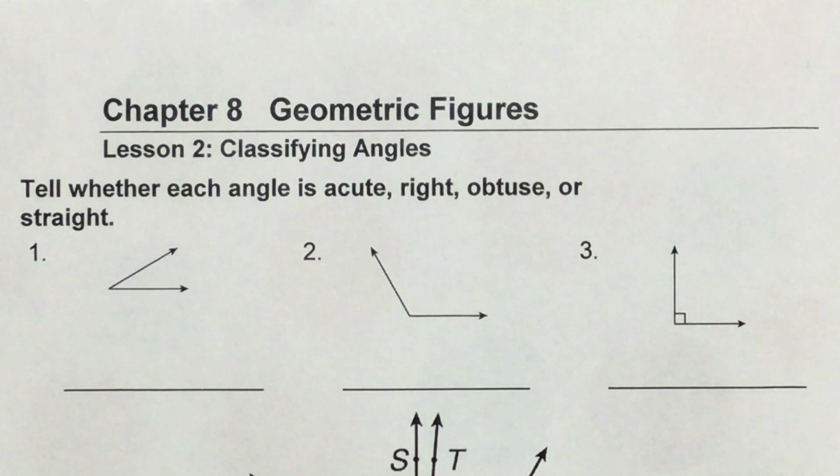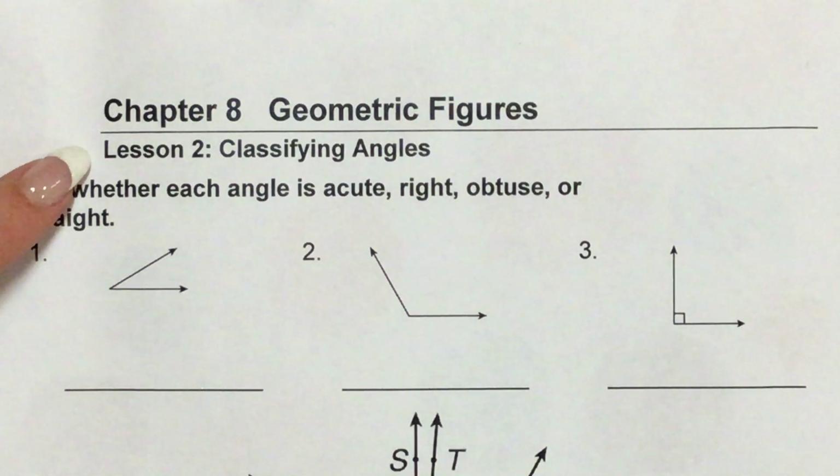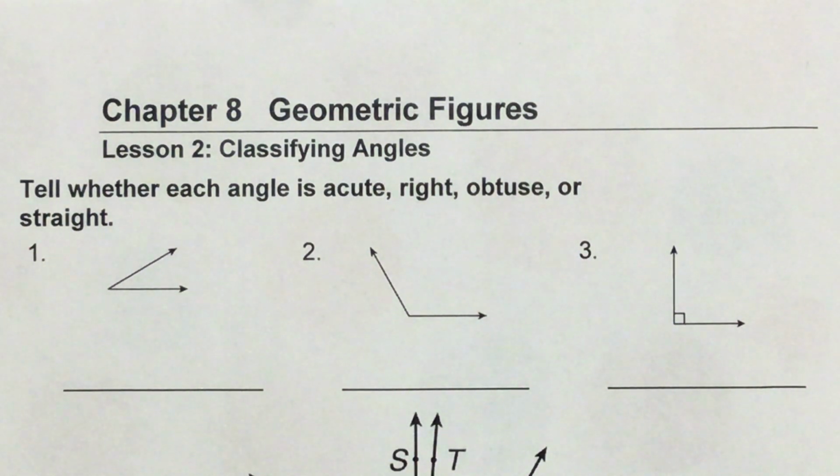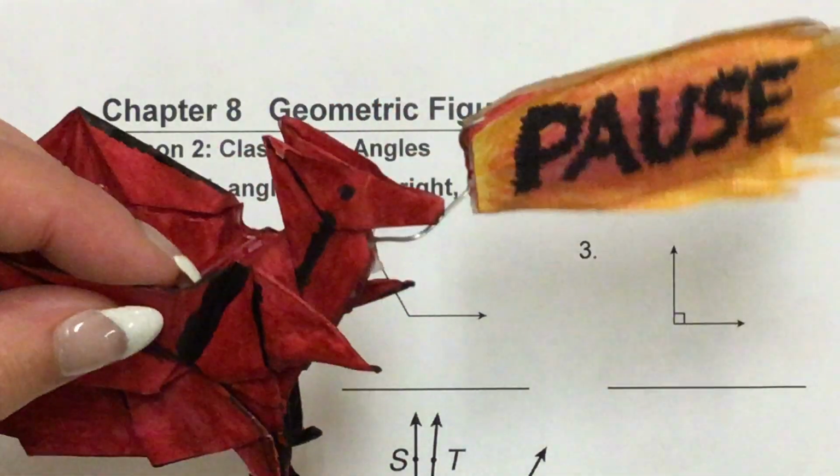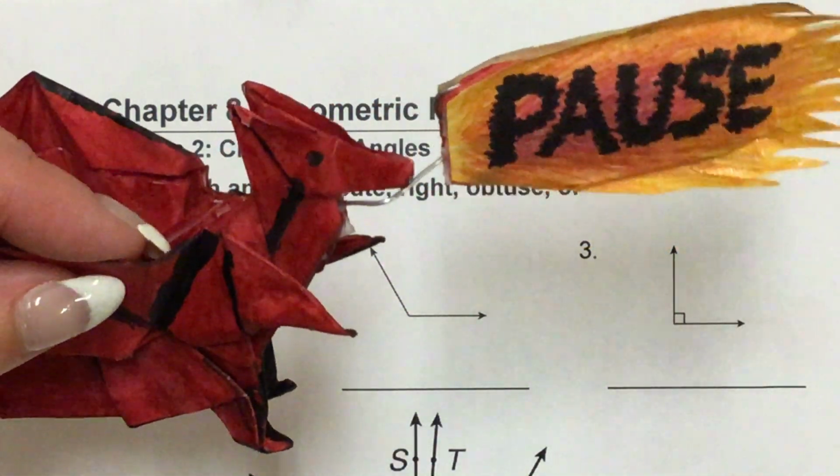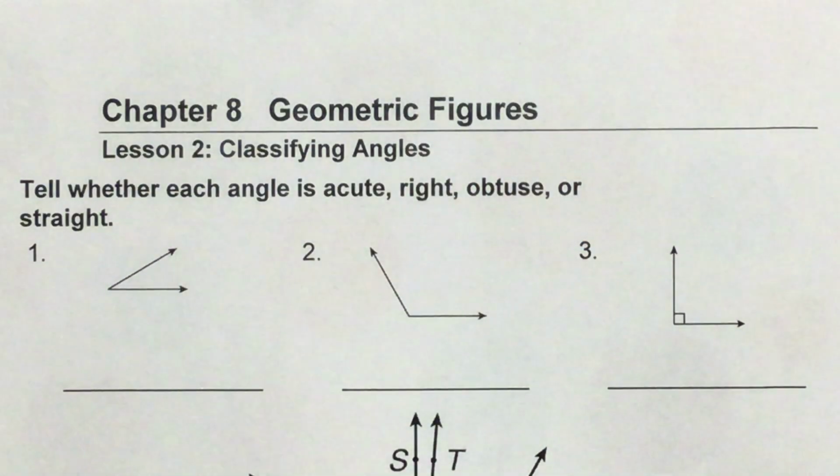Hello, hello, hello. We are back with Chapter 8, Geometric Figures, Lesson 2, Classifying Angles. With problems 1, 2, and 3, we're going to tell whether each angle is acute, right, obtuse, or straight. So I want you to go ahead and do problems number 1, 2, 3 on your own. Go ahead and press pause. When you get done, press play, and we'll go through the answers.